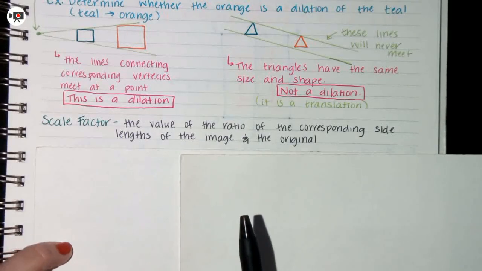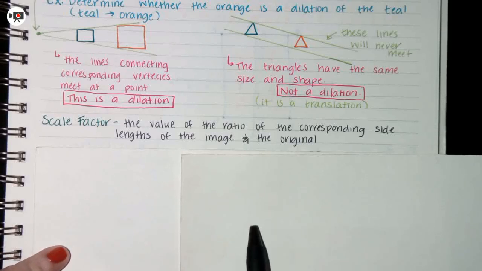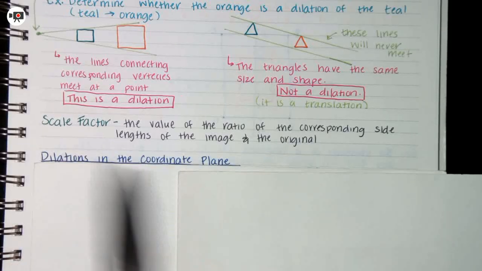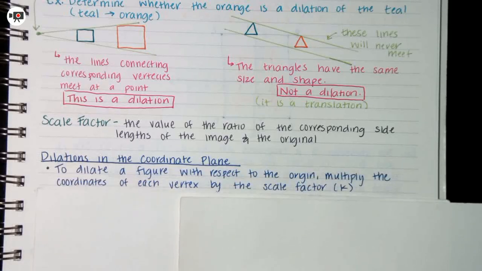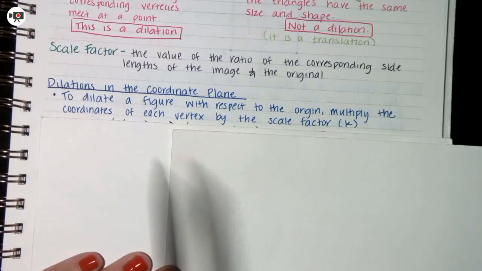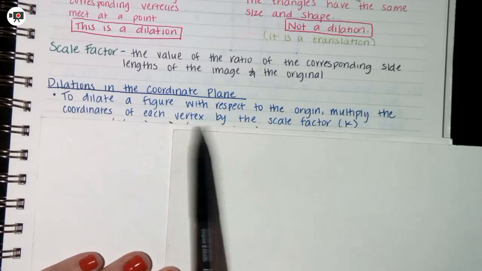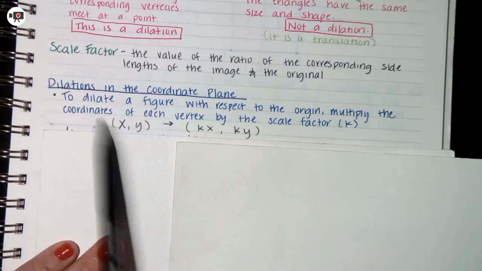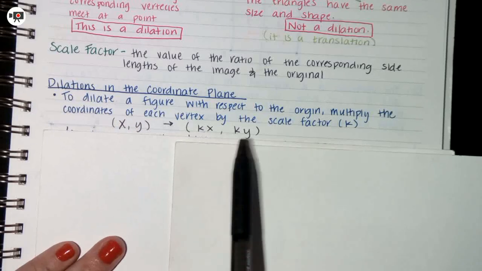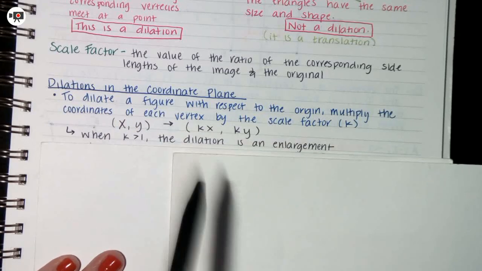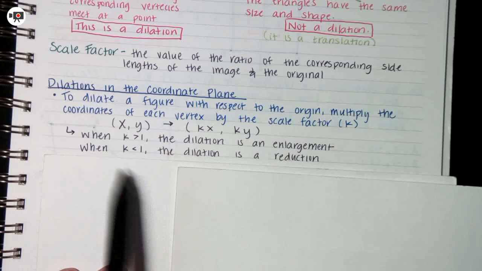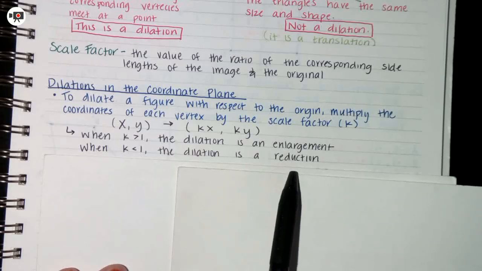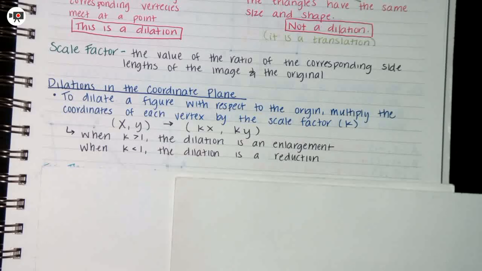The scale factor is the value of the ratios of the corresponding side lengths of the image and the original. So the scale factor shows how many times larger or smaller the image is. To dilate a figure in the coordinate plane with respect to the origin, we're going to multiply each of the coordinates of the vertices by the scale factor. So my original point (x, y) becomes (kx, ky). If k is larger than 1, the image will be larger, and we call that an enlargement. If k is less than 1, the dilation will be a reduction, and so the image will be smaller.